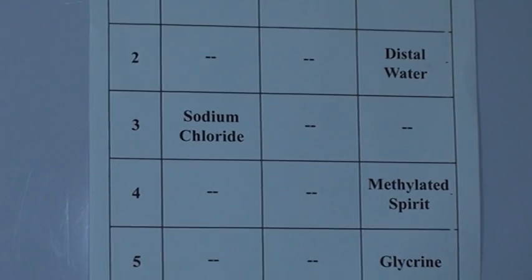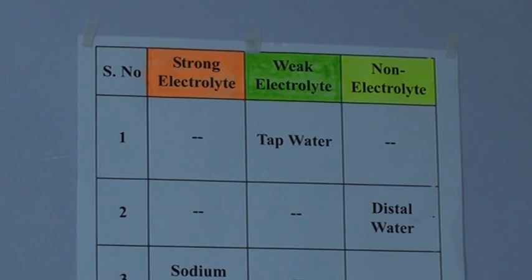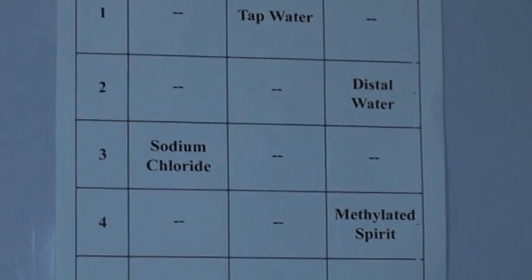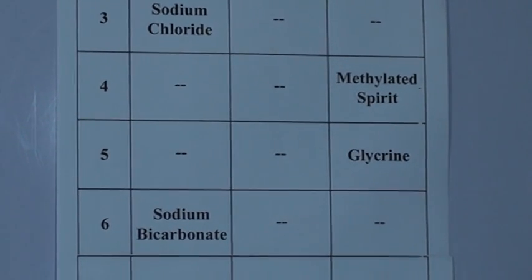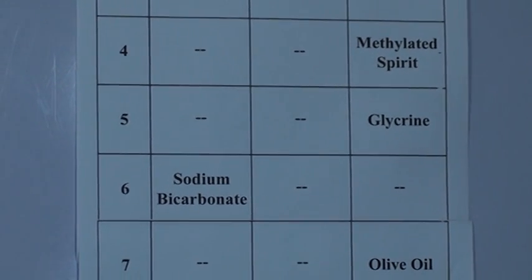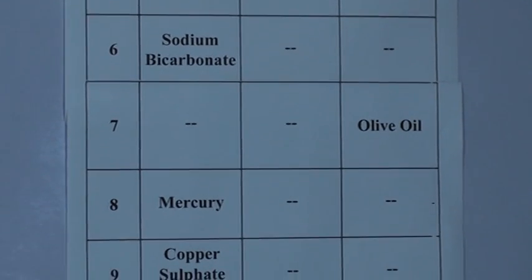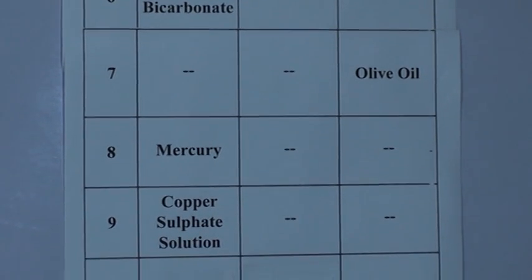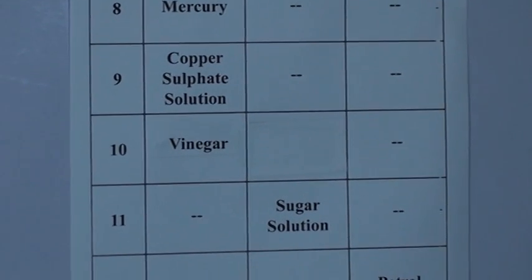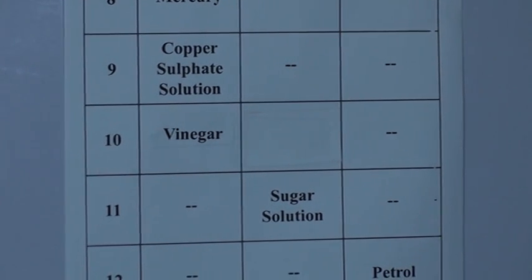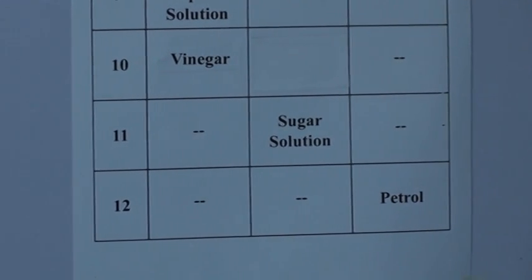And now let us see the other solutions. Sodium chloride has been placed in the strong electrolyte column, methylated spirit non-electrolyte, glycerin non-electrolyte, sodium bicarbonate strong, oil non-electrolyte, mercury strong electrolyte, copper sulfate solution strong, vinegar strong electrolyte, sugar solution weak electrolyte, and petrol non-electrolyte.